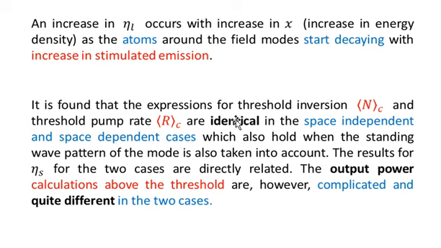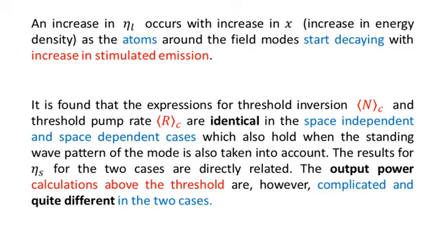It is found that the expressions for threshold inversion, represented by the critical value of the average of the population inversion, average of n at C, and the threshold pump rate, represented by the critical value of the average pump rate, are identical in space independent and space dependent cases. So you can notice that these two expressions would not change. For the space independent and the space dependent cases, these two expressions would stay the same, which also holds when the standing wave pattern of the mode is taken into account.